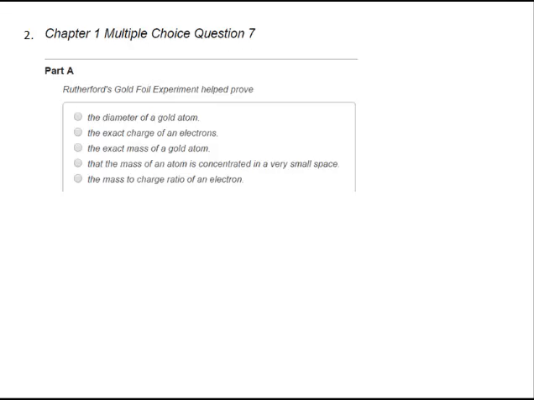Continuing on here with question 2, which is Rutherford's gold foil experiment helped prove. So let's think about the gold foil, specifically that experiment. While a scattering experiment could determine the diameter of a gold atom, this one was not configured to do so. It did not constrain the path of the alpha particles enough to determine the diameter. And it had nothing to do with the charge of electrons. That's a different experiment. It didn't have anything to do with determining mass. It did, however, determine that the mass of an atom is concentrated in a very small space, and that's because only a very few of those alpha particles scattered directly backwards, and most received a small scattering angle. So the last one, the mass to charge ratio of an electron, again, that's a different experiment. So gold foil experiment was the mass of an atom is concentrated in a very small space.